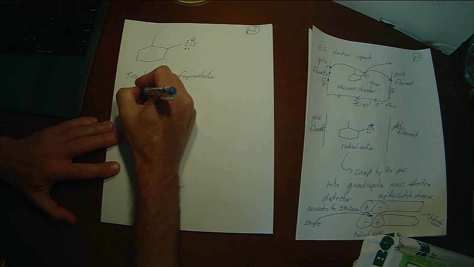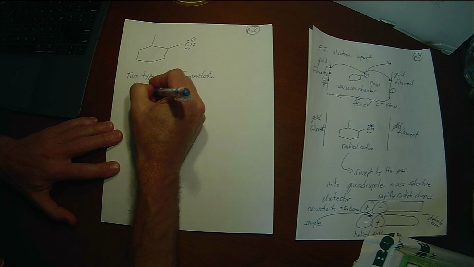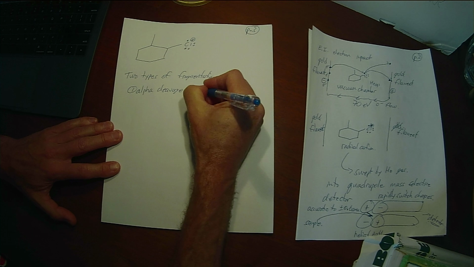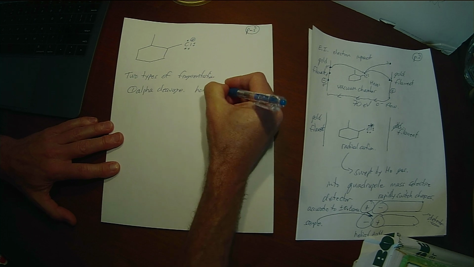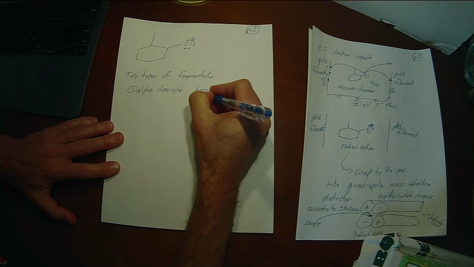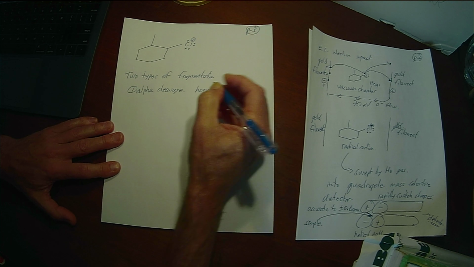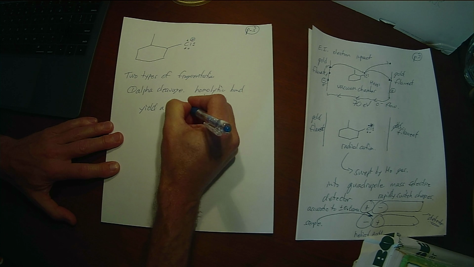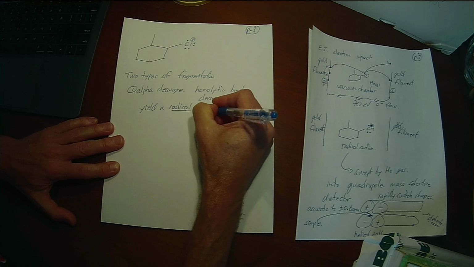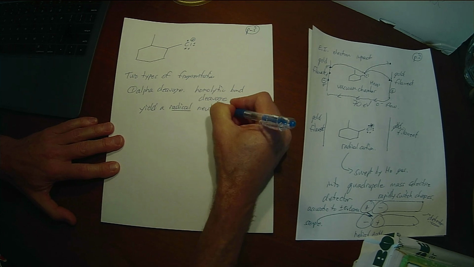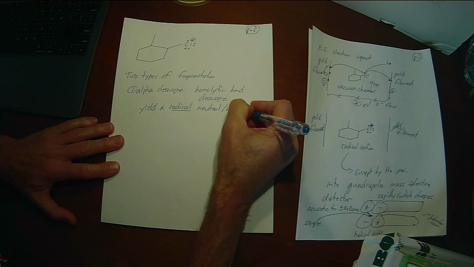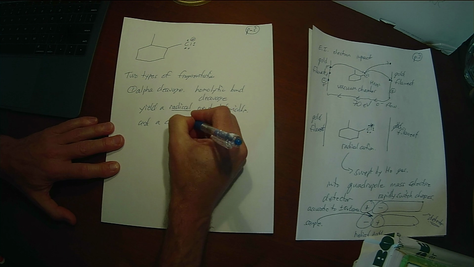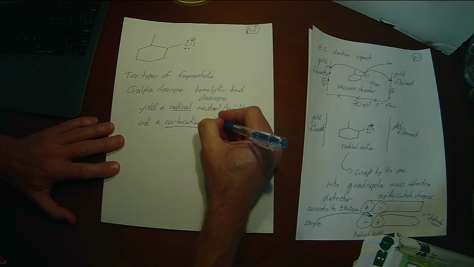One is called alpha cleavage. And what that is, is a homolytic cleavage of a bond in the molecule. And it yields a radical, which is neutral and therefore invisible. And a carbocation, which is detected.